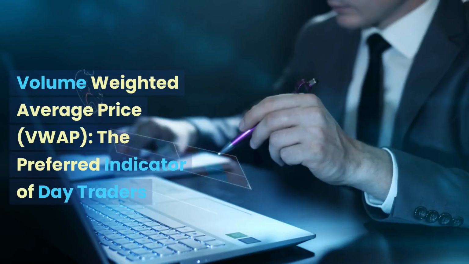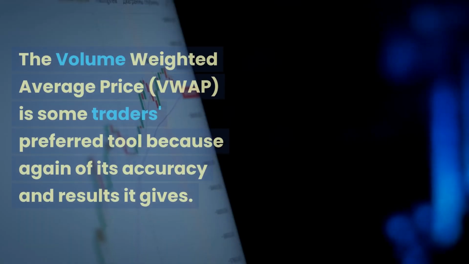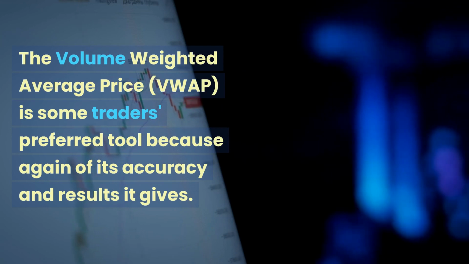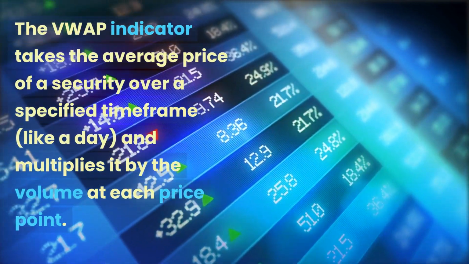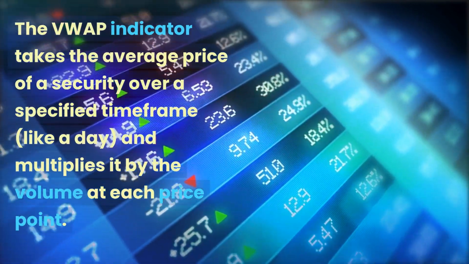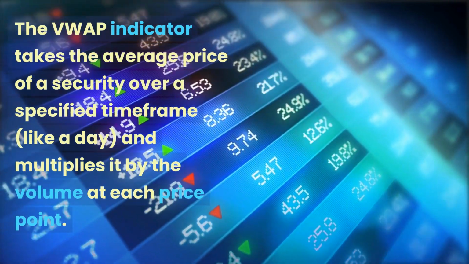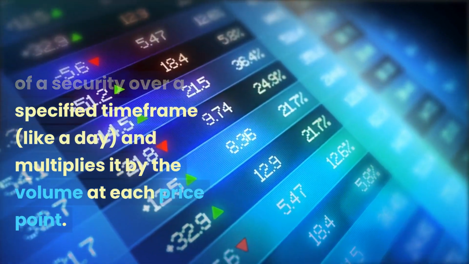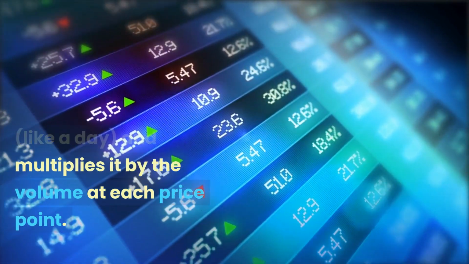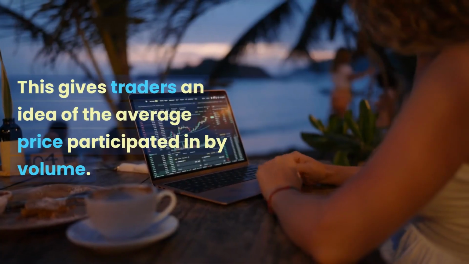Volume weighted average price, the preferred indicator of day trading. The volume weighted average price is some traders' preferred tool because again of its accuracy and the results that it gives. The VWAP indicator takes the average price of a security or crypto asset or currency pair over a specific time frame and multiplies it by the volume at each price point, again making it more of an accurate indicator that can be used or combined with others for confluence.